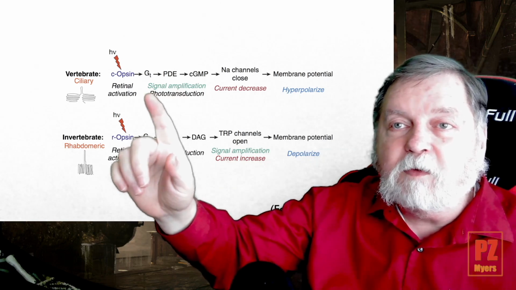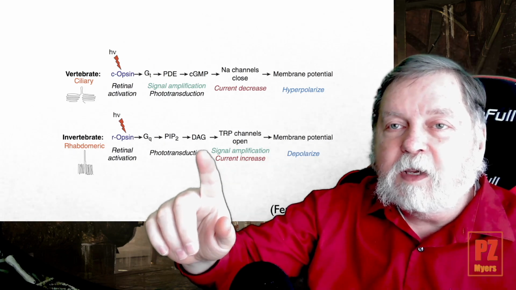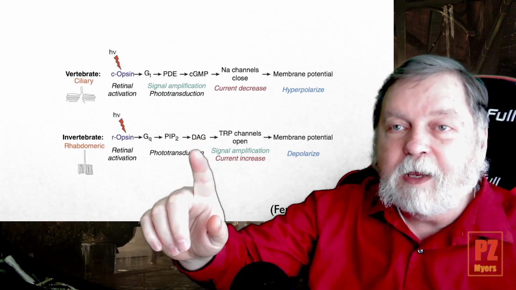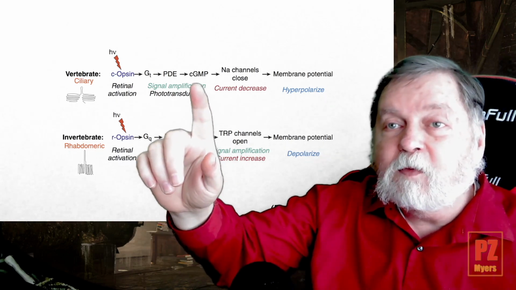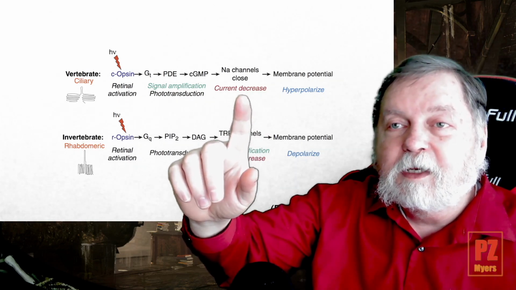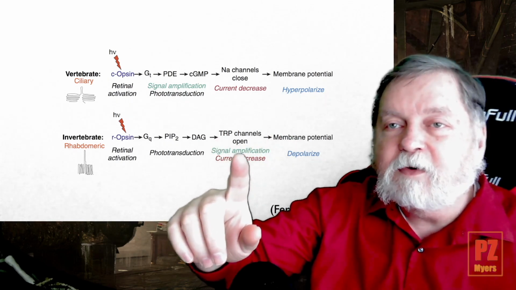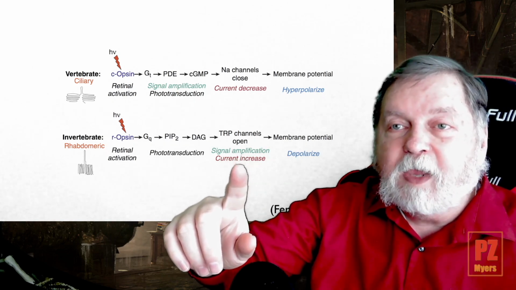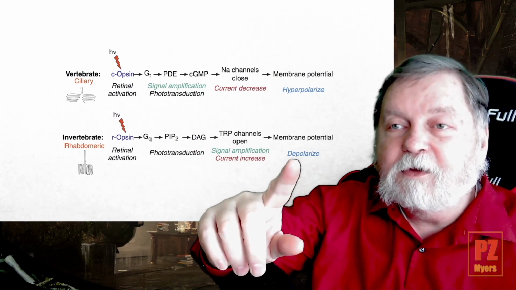In vertebrates, we're going to reduce the concentration of cyclic GMP. In insects and invertebrates, we're going to produce IP3, and that's going to affect diacylglycerol. Yeah, don't worry about the acronyms. In vertebrates, then, we're going to close sodium channels, which is going to cause the current to decrease, and we're going to hyperpolarize the membrane. And down here you see in insects and other invertebrates, it will open these transient receptor potential channels, and that will cause a current increase, which will then depolarize the cell membrane.